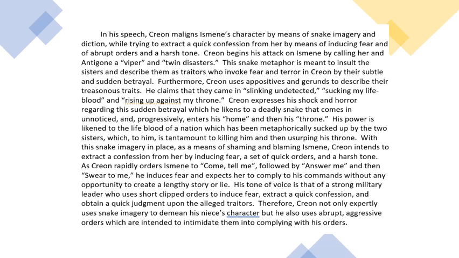Then in addition, he uses opposition and gerunds to describe their traits. So first you define who they are, and then you describe their traits by means of the verbs. So you have slinking, sucking, rising, and so forth. And then again, this expresses his own shock and horror regarding the sudden betrayal. He likens it to a snake that comes in and enters his home and then kills him and then sits upon his throne. His lifeblood of a nation or his power is metaphorically sucked up from him, and what he's saying is they are killing him and taking over the throne.